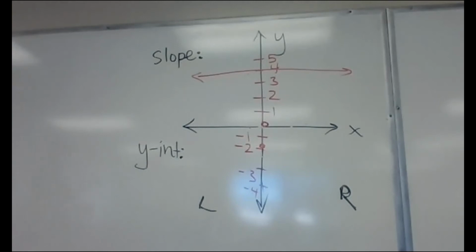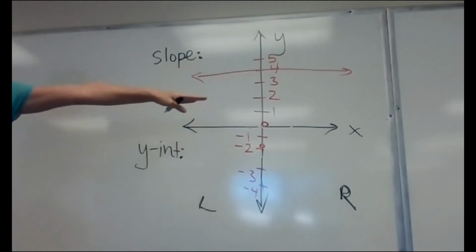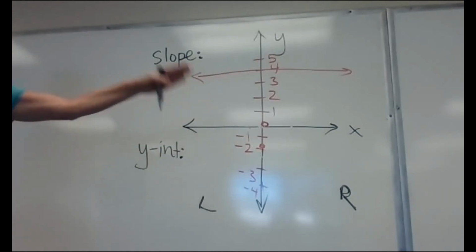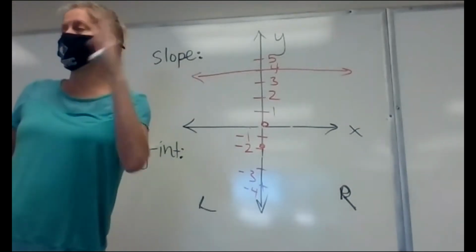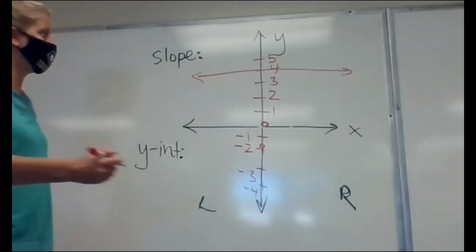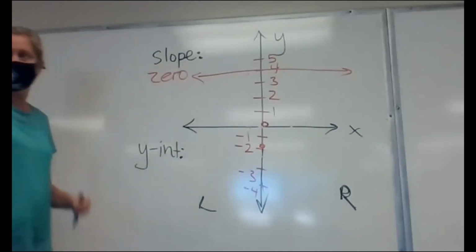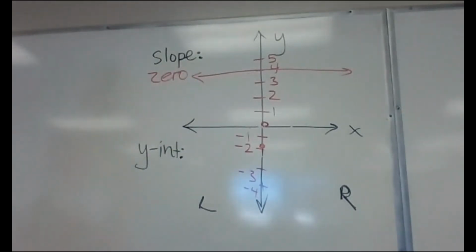Now, remember at the very beginning of class when I had those 4 different types of slopes. If it goes up from left to right, it's positive. If it goes down from left to right, it's negative. If it's horizontal, the slope is 0. And if it's vertical, the slope is undefined. So this is a horizontal line, which means its slope is 0. That's when the slope is 0, if it's horizontal.